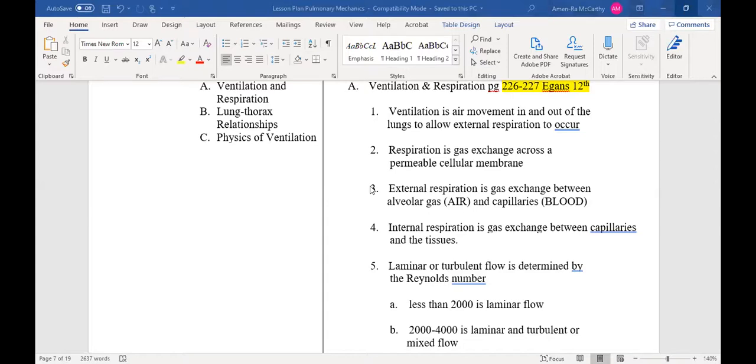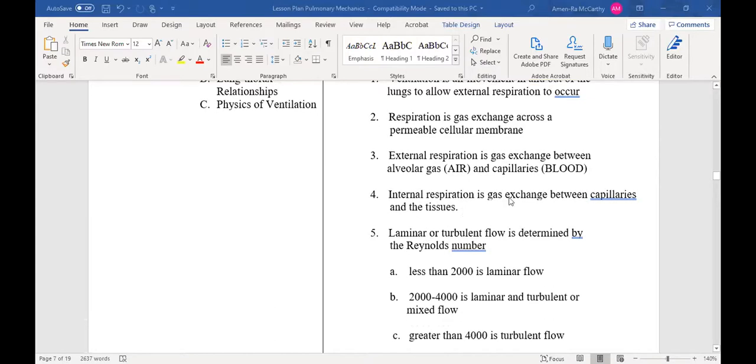All right, number 3, external respiration is the gas exchange, like we said, between the alveoli and the capillaries. Now, we also have what's called internal respiration. Internal respiration is gas exchange between the capillaries and the tissues. The capillaries and the tissues have to exchange gas, and that's called internal respiration.